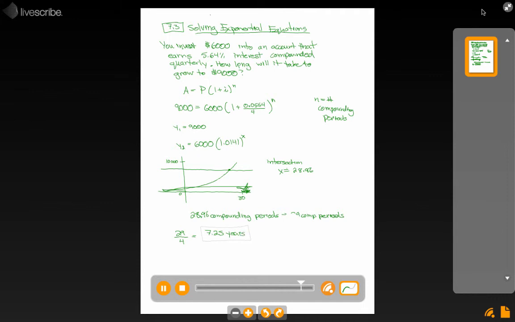So that would be probably a more common answer for somebody to say, how many years is it going to take for this to happen? 7.25 years. After 7 years, you wouldn't quite have enough money to buy your car. You don't have to wait 8 years, because they are compounding it every quarter, so 7.25 years would be the answer to this question. You'd have just over $9,000, so you might be able to buy yourself a coffee to go with your car.